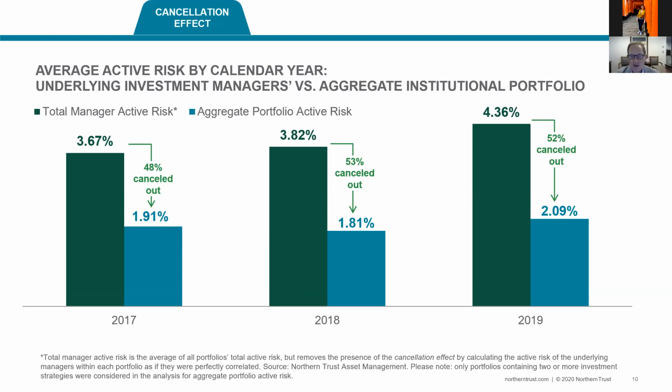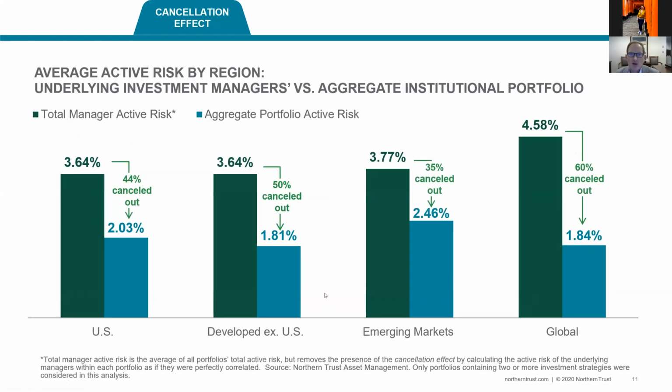So over-diversification is a major problem across these portfolios. And as you look at it geographically, something kind of interesting pops up, but it makes perfect sense. What is the geographic segment with the least amount of cancellation? Well, in this study, it was the emerging markets, with just 35% cancellation. The most was global, with 60% cancellation.